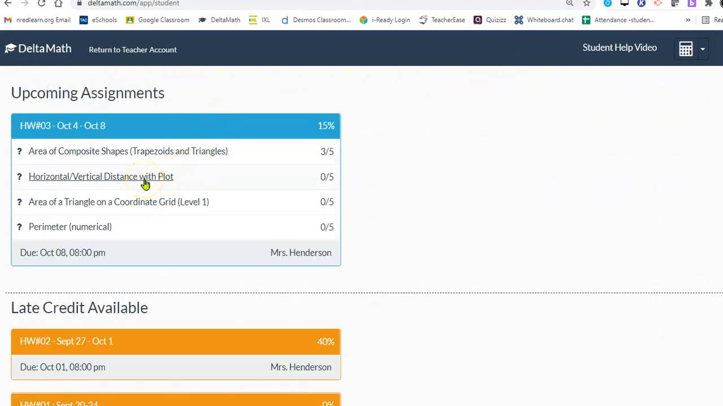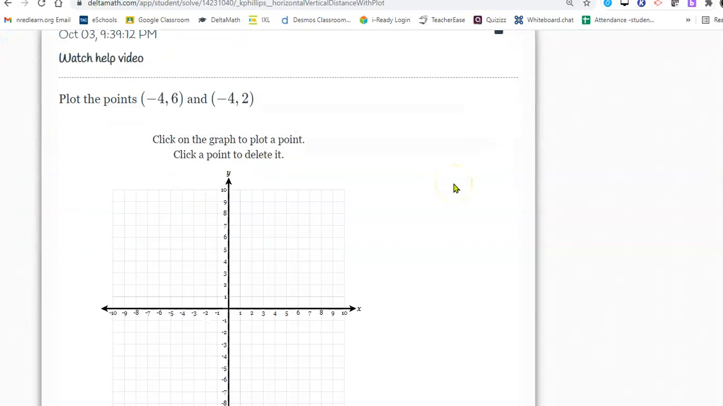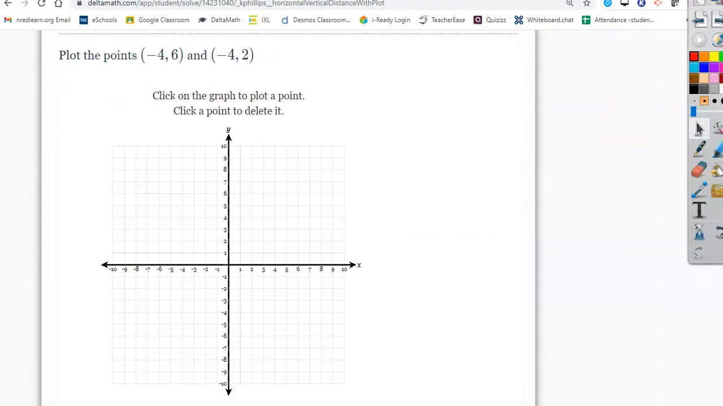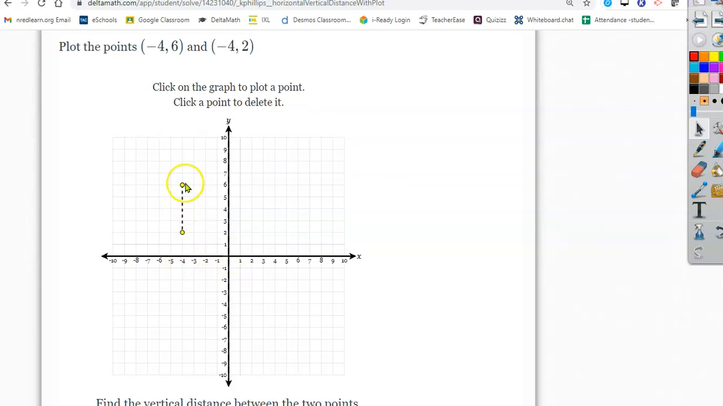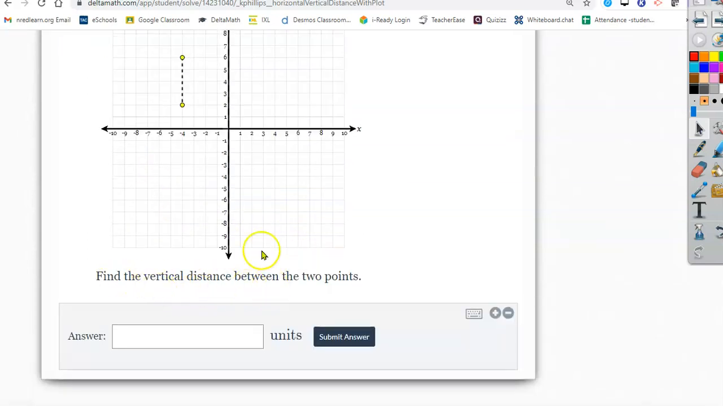Now for the second topic, horizontal vertical distance with a line plot. In this one here, it asks you to plot the points -4, 6 and -4, 2, and then determine the distance between those points. So on my graph, I'm going to go to -4 on the x-axis, +6 on the y-axis, and click once. A yellow dot will appear. Now go back to the origin and plot -4, 2. -4 on the x-axis and 2 on the y-axis. That is a vertical distance, and I can count that because it follows the grid lines. That is a distance of 4 units.